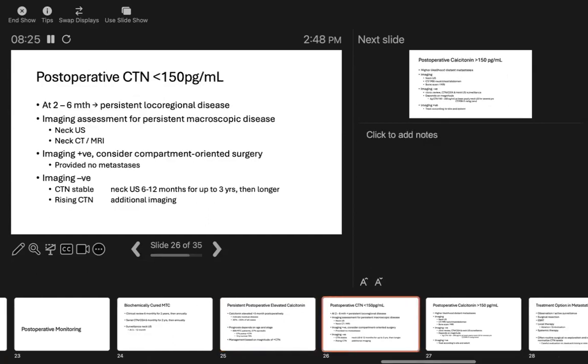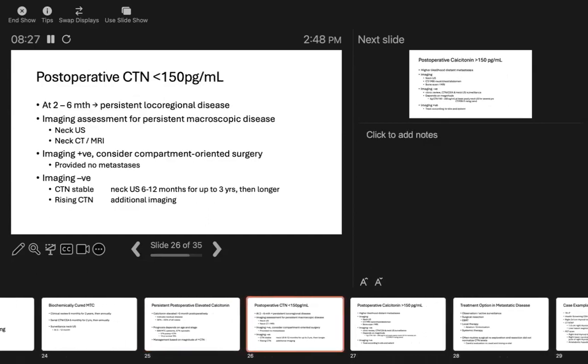So if it's 150 pg per mL or less, then you can repeat imaging at 2 to 6 months with neck ultrasound, CT or MRI. If it's positive, you consider compartment-oriented surgery, provided you don't see any metastasis. If imaging is negative, you can go back to the similar follow-up as the one before with biochemical cure.